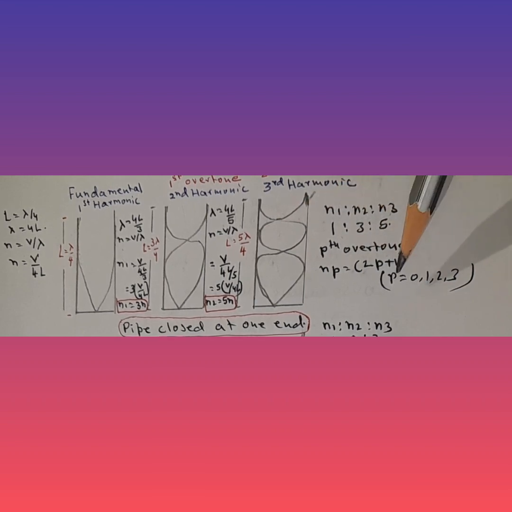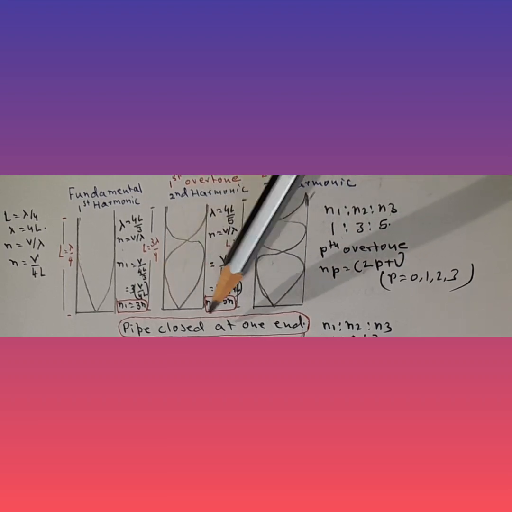So 1, 3, 5: odd numbers. 2p plus 1 is the formula used for getting odd numbers. If I substitute 0 here, it would be 1. If I substitute 1, 2 into 1 is 2, plus 1 is 3. If I substitute 3, 3 2s are 6, plus 1 is 7, and so on and so forth. So whenever we want an odd number, we can write it as 2p plus 1. Fine, so that's what it is for the pipe closed at one end.